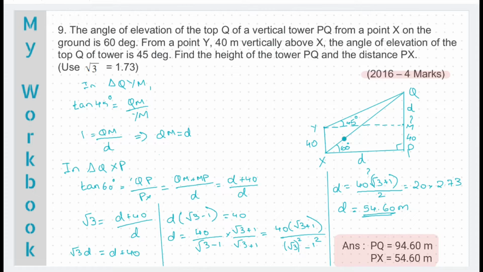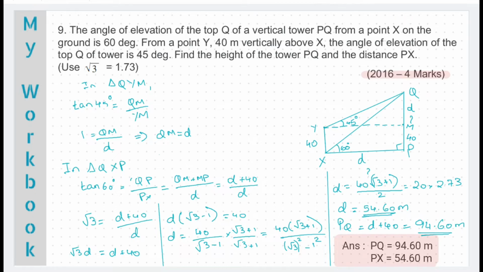We also need to find the height of the tower PQ. PQ is nothing but D plus 40. So the height of the tower is D plus 40. D is 54.60, so when we add 40 to it, you will get 94.60 meters.